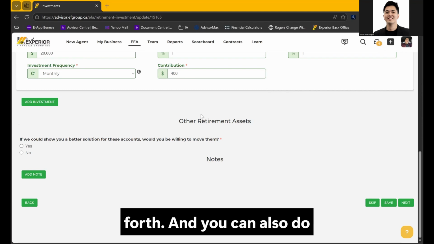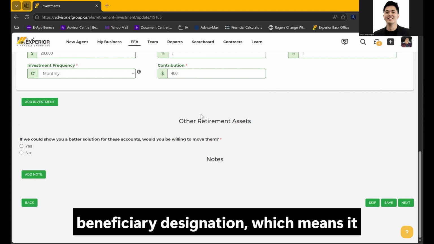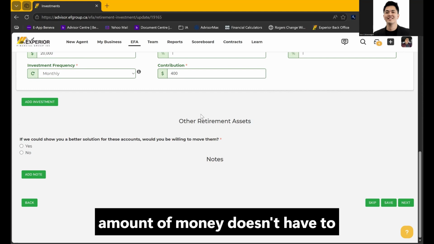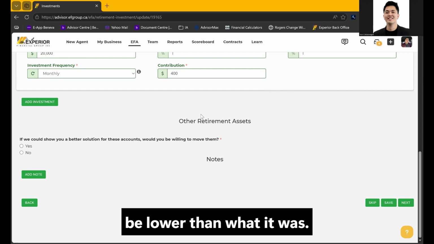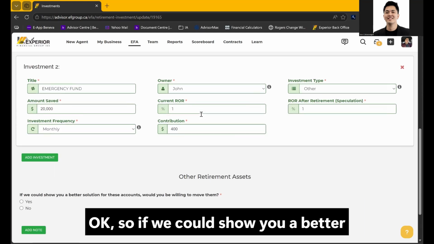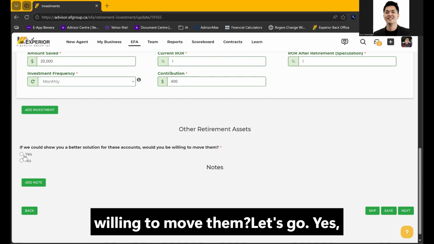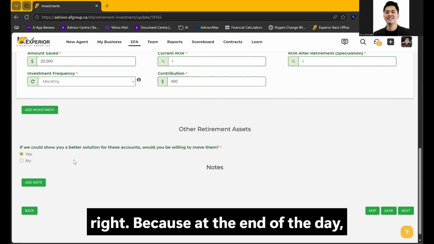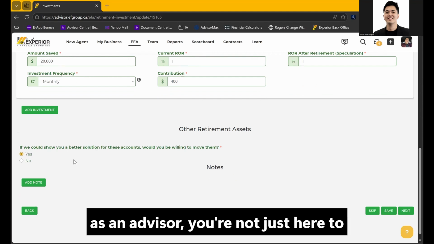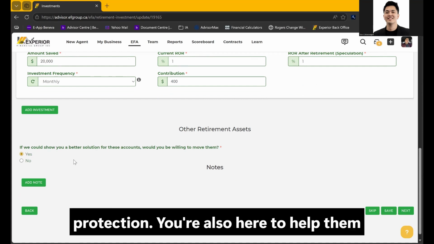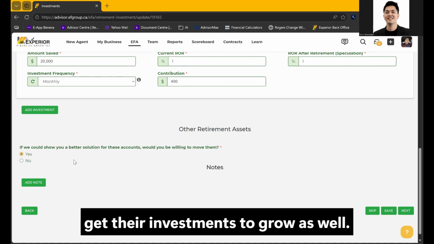And you can also do beneficiary designation, which means it bypasses probate, so that the total amount of money doesn't have to be lower than what it was. Okay. So if we could show you a better solution for these accounts, would you be willing to move them? Well, let's go yes, right? Because at the end of the day, as an advisor, you're not just here to help them get life insurance protection. You're also here to help their investments grow as well.